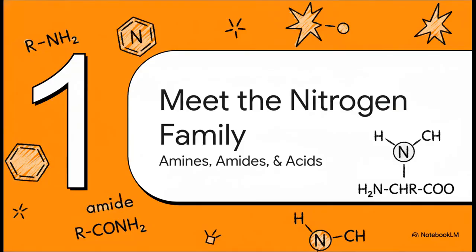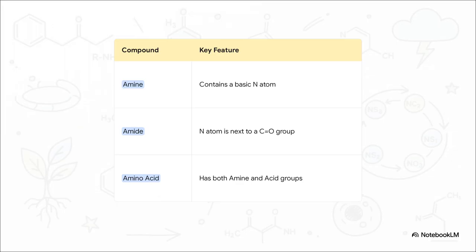Our three main players for today are amines, amides, and amino acids. You can see right away they all have that nitrogen atom, but the stuff they're attached to makes all the difference, giving them totally different shapes and, as you'll see, dramatically different personalities. This table here really lays it all out.